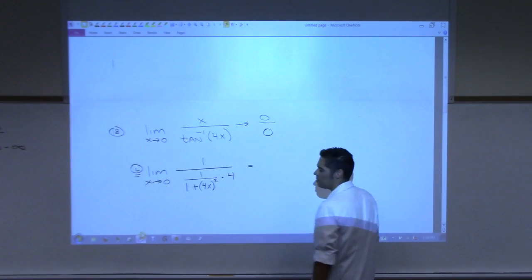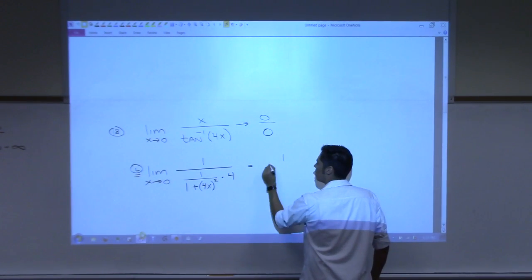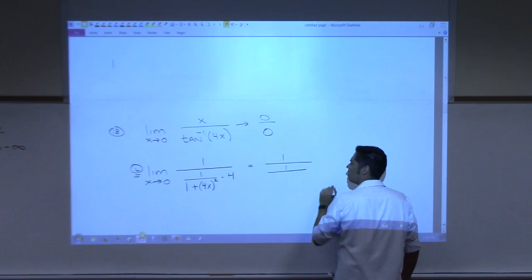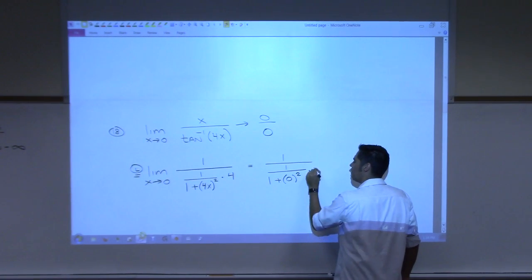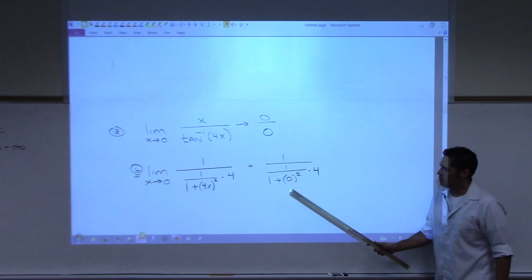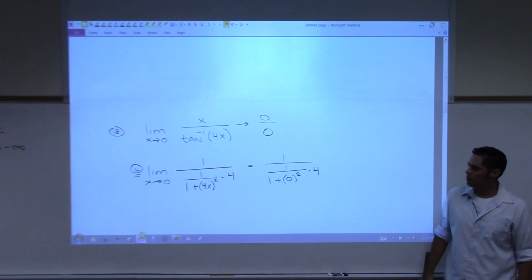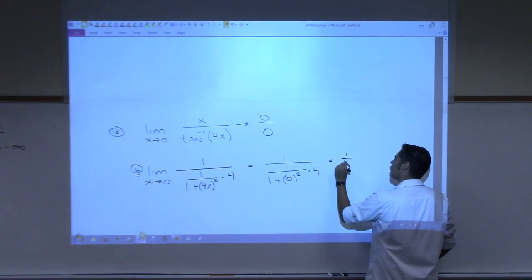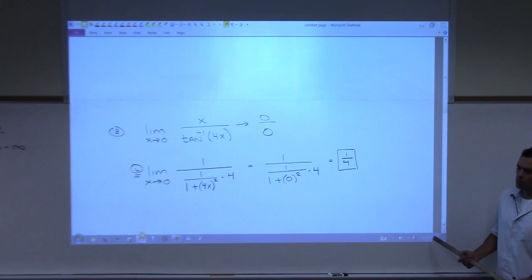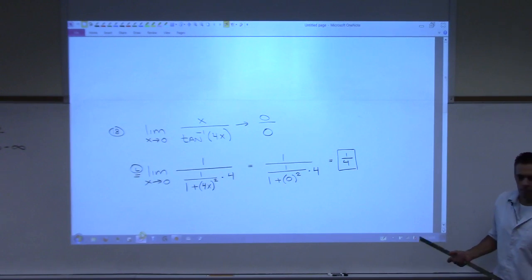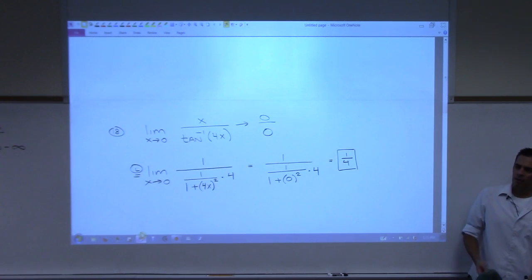Let's go ahead and let x go to 0 and see if good things happen or not. If x goes to 0, we get 1 over 1 plus 0 squared, but then I have times 4. This is just 1 over 1 is 1, this whole thing times 4. So you just get 1/4, don't you? Yeah. 1/4? 1 over 4. What do you think? So far, okay?